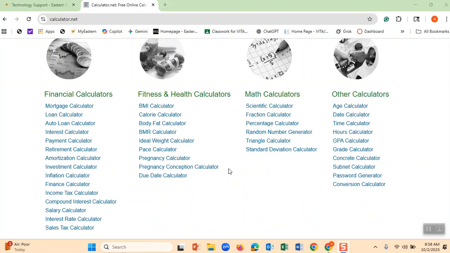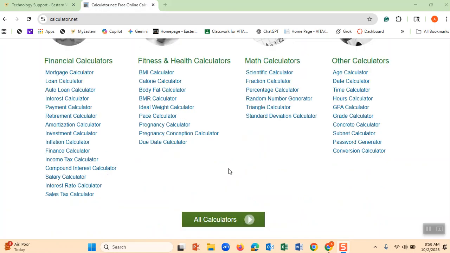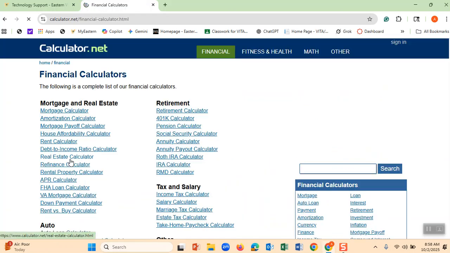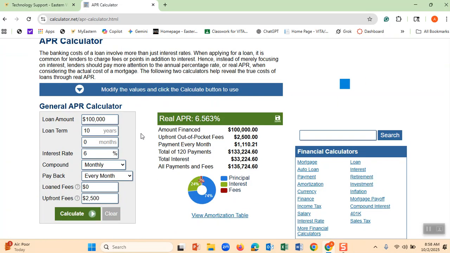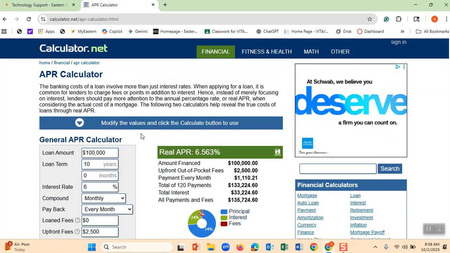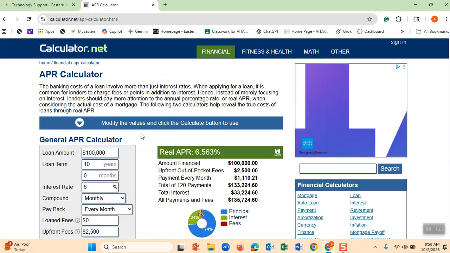Hello, students. I want to talk about another calculator, and that is a Click Financial Calculators APR calculator. And the meaning of it, APR, annual percentage rate calculator.